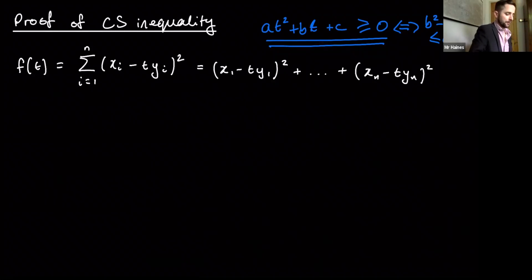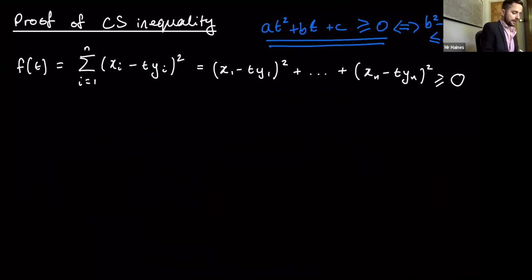Okay, so we could pick any number t and we could work out this number. However, we are guaranteed that it is bigger than or equal to 0. And the reason is, this is a number squared, so it's positive. This is a number squared, so it's positive. We're adding together a load of positive numbers. So of course the answer is going to be bigger than or equal to 0.